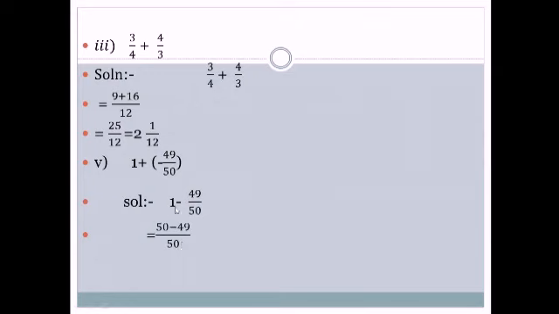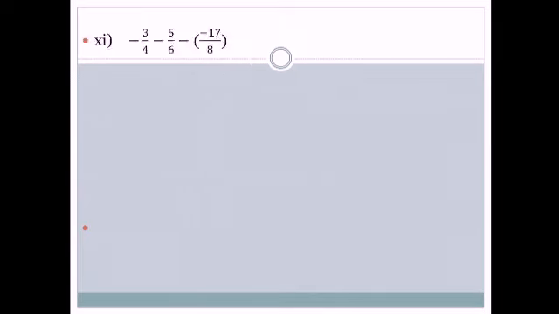Now if in the denominator there is nothing, it means that 1 is present. So LCM of 1 and 50 is 50. So LCM is 50. So 50 divided by 1, 1 fifties are 50. 50 multiply 1, 50 minus 49. So 1 over 50 is the required answer.